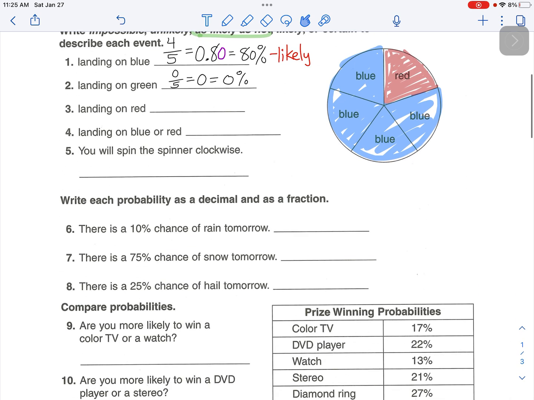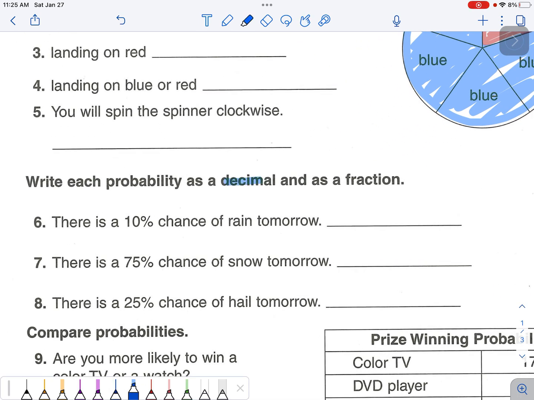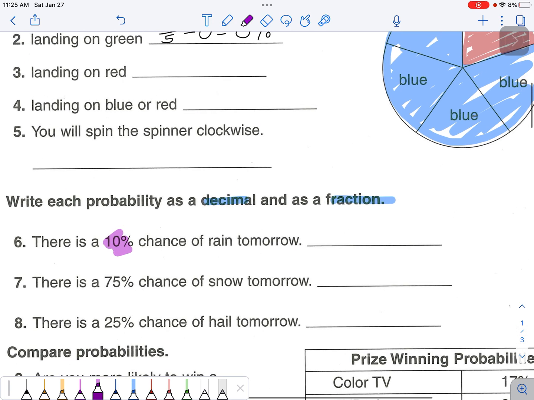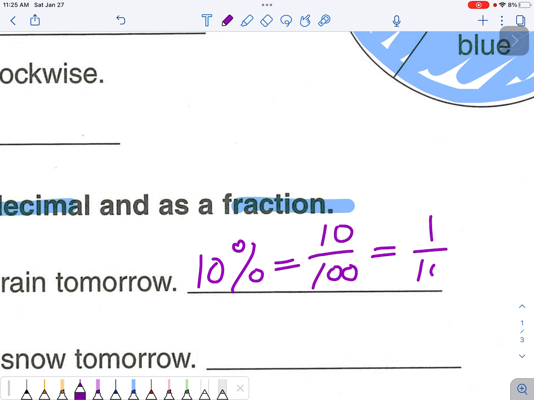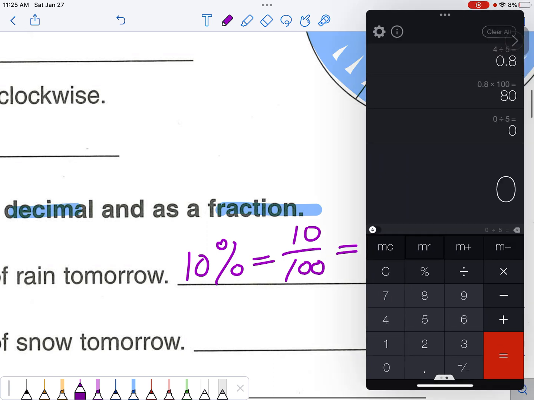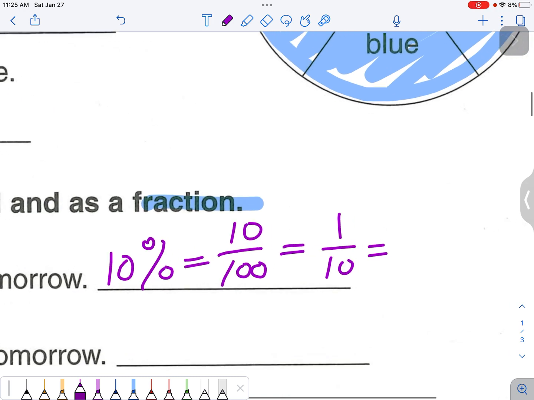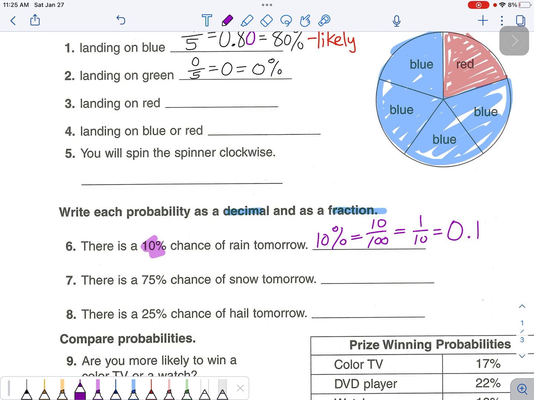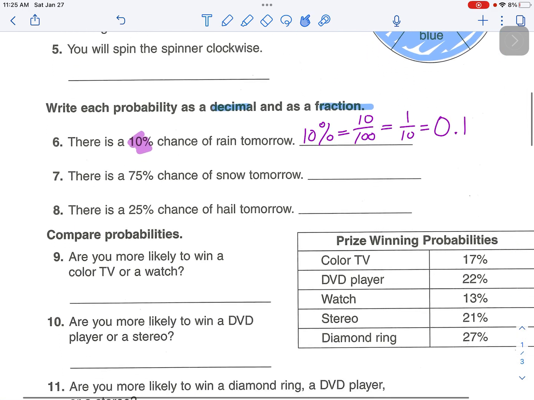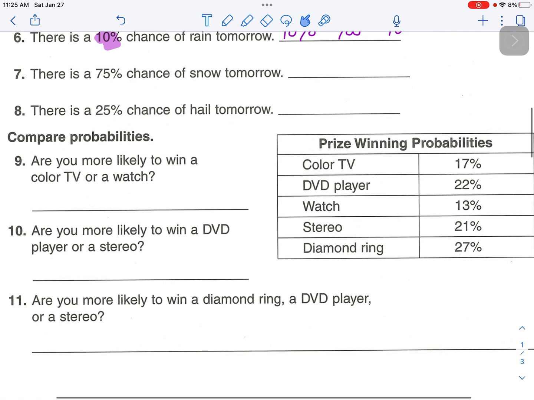The next section says to write each probability as a decimal and fraction. So the very first probability says 10% chance. So I'm going to write 10% equals 10 over 100, which also equals 1 over 10. And putting that into my calculator, 1 divided by 10 is 0.1. Okay, so make sure that you try to simplify those fractions. That's that next section. And then down on the bottom, compare the probabilities.